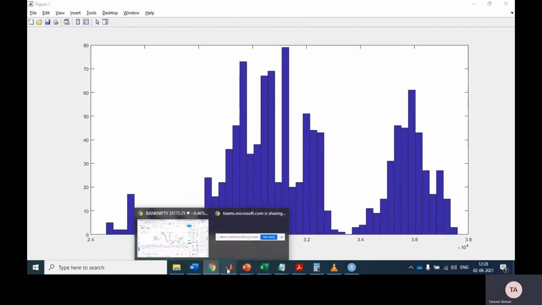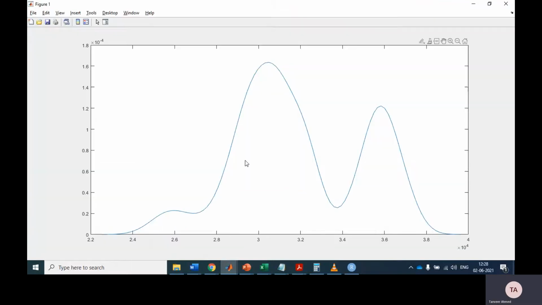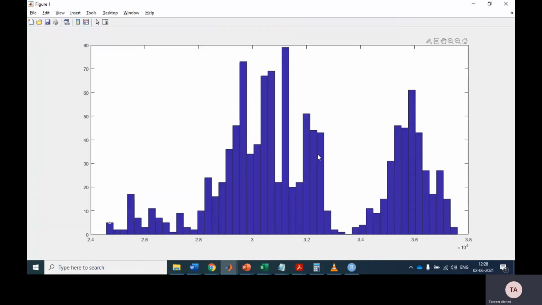Now let me also show you something using KS density. It gives you a smoother version of the same distribution. If I do that, I get the same figure, two basic lumps. Looks like a Gaussian mixture model or something. Okay, so this was about the distribution. Let me go back to my histogram distribution. This is my histogram distribution of the closing price of Bank Nifty.